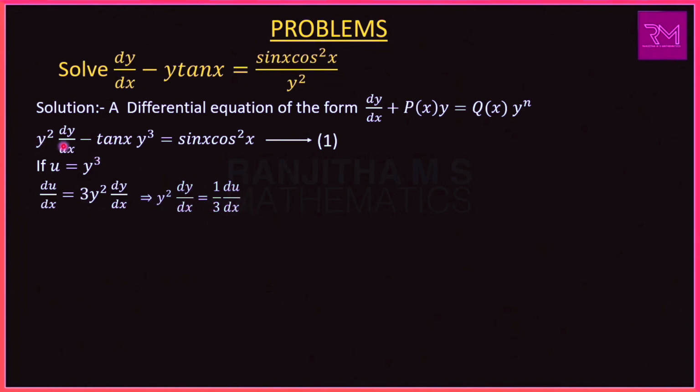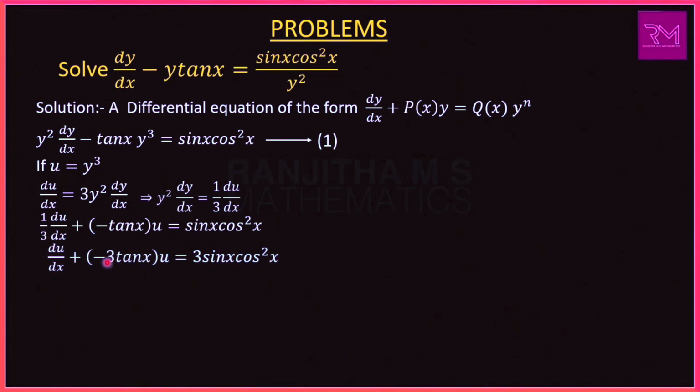Now substituting y square dy by dx as 1 by 3 into du by dx and y cube as u, we get 1 by 3 into du by dx plus minus tan x into u, which is equal to sin x into cos square x as it is. Next step, take LCM as 3 and simplify. We get du by dx plus, multiplying by 3, minus 3 tan x into u, equal to 3 sin x into cos square x.